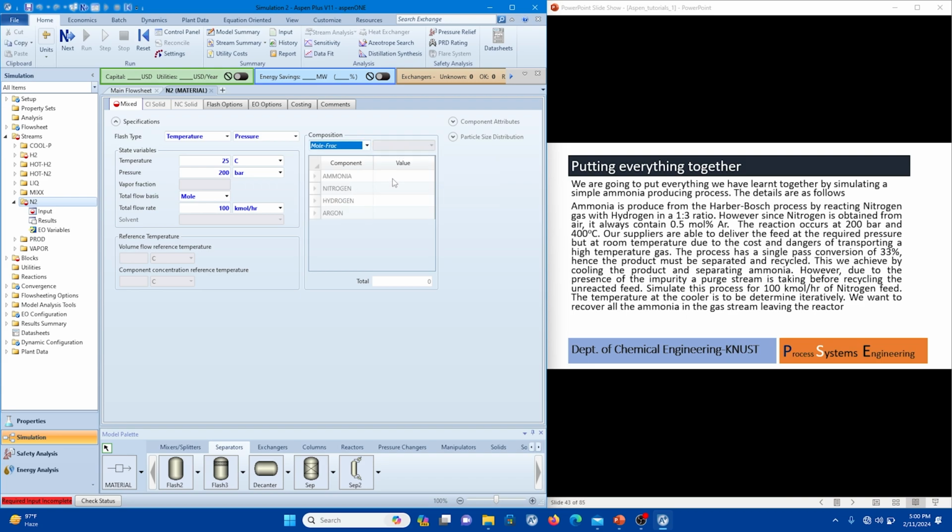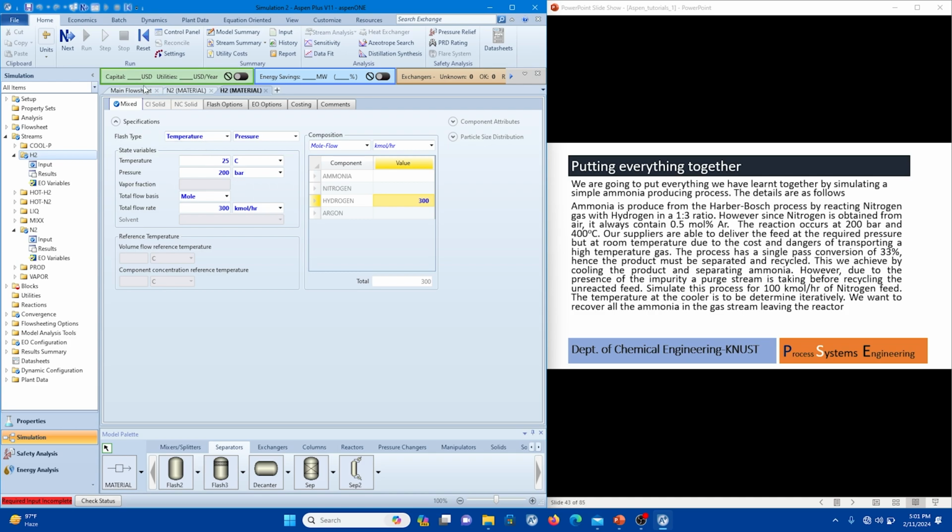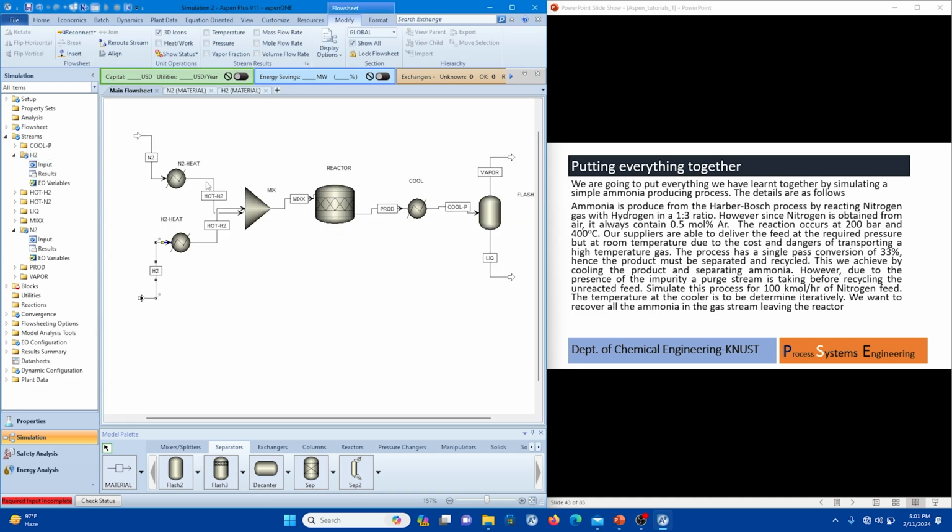We specify the composition of that stream. It's just nitrogen, mole fraction is one. And that should be it for the nitrogen stream. So you can pause the video and do the same thing for the hydrogen stream. So you should have this, and that should be it for material streams.